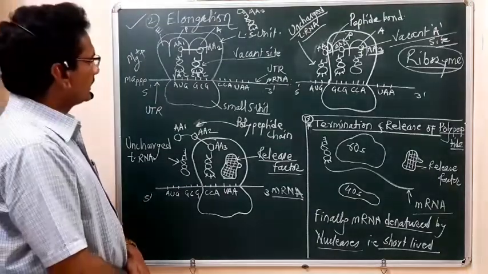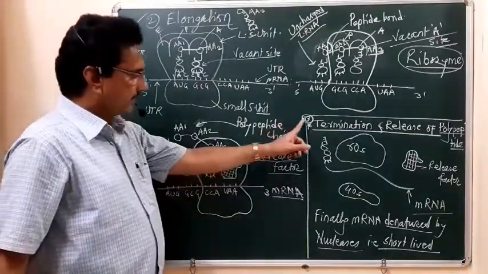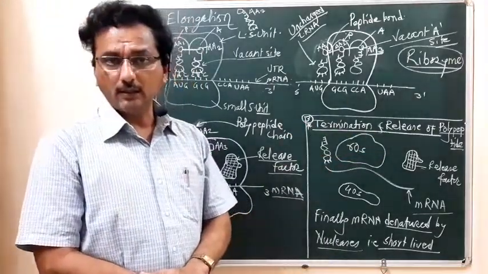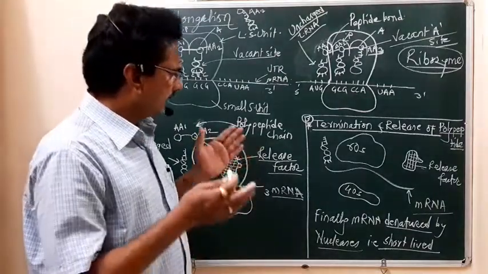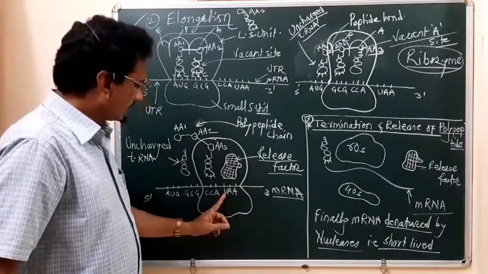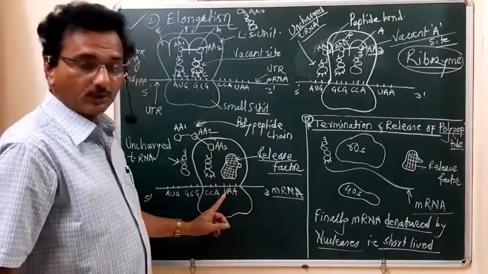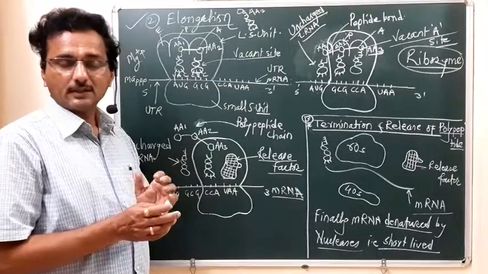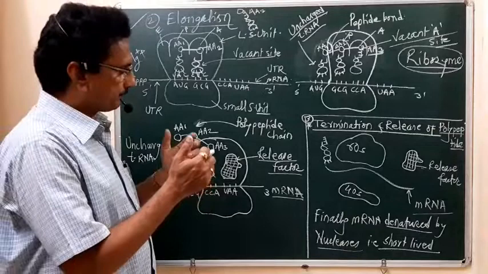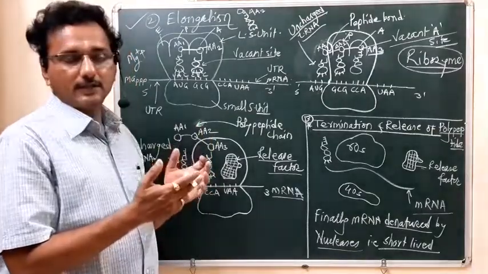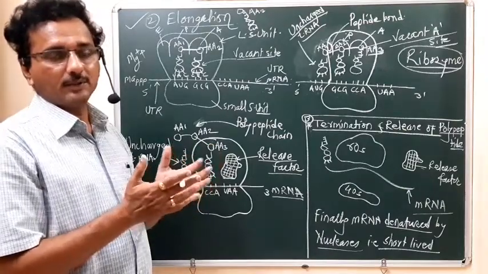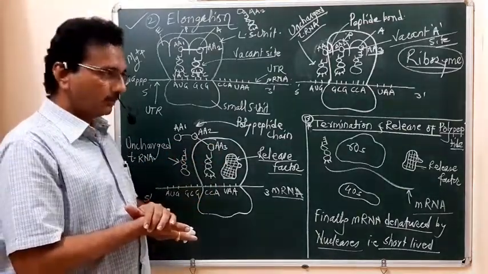Then the last step of translation is the termination and release of the polypeptide chain. Remember when the release factor is attached at the termination codon, then the elongation immediately stops there, and it is the time where the termination of the polypeptide chain will occur.